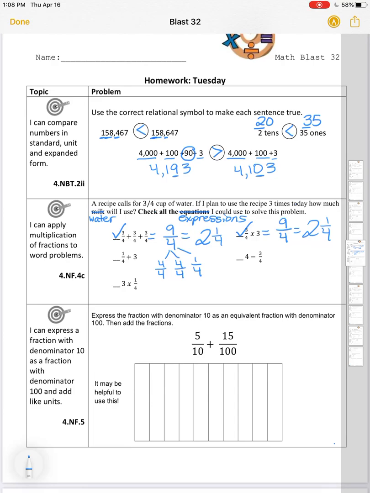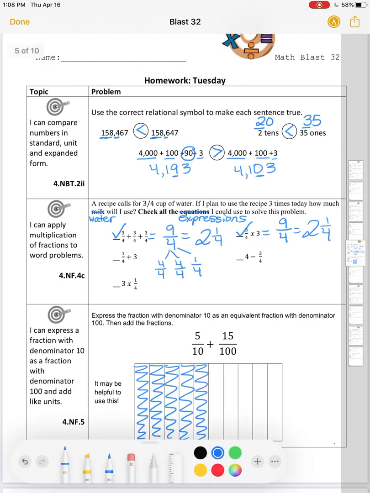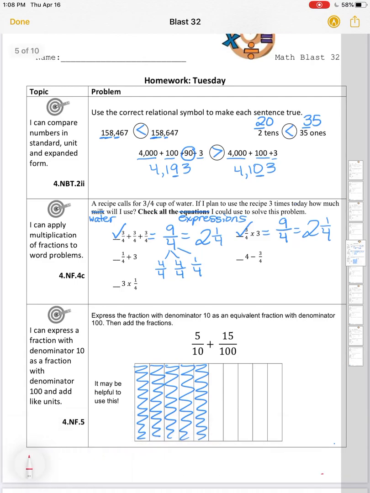Next, I can express a fraction with denominator 10 as a fraction with denominator 100 and add like units. So I'm going to express this fraction 5/10 as a fraction with a denominator of 100. First, I'm modeling the 5/10 by shading in 5 of my 10 parts. And now I want to show how those tenths can become hundredths.